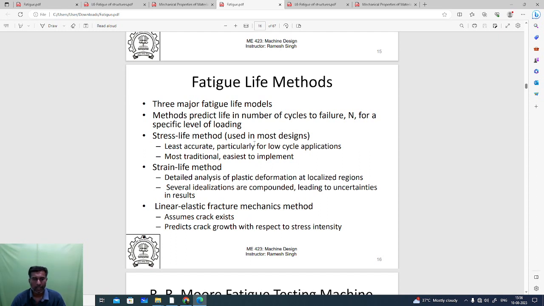First, the stress life method, the S-N curve, that is stress versus number of cycles to failure. The most important thing to note is that stress life is less accurate, particularly for low cycle applications. It is the most traditional and the easiest to implement. Next, the strain life method, which is the analysis of plastic materials.